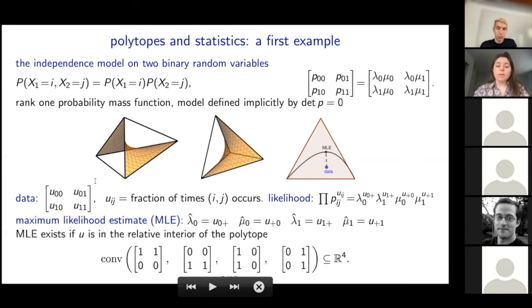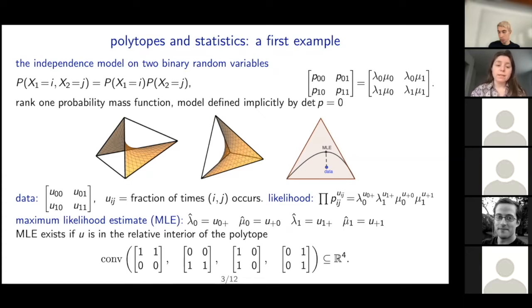So the MLE exists if our data u is in the relative interior of a certain polytope, namely this polytope here. This tells us that u can be written as a combination of these 4 matrices with strictly positive coefficients, and this ensures that all of these entries of the maximum likelihood estimate will be strictly positive. So that's our condition for the MLE to exist.